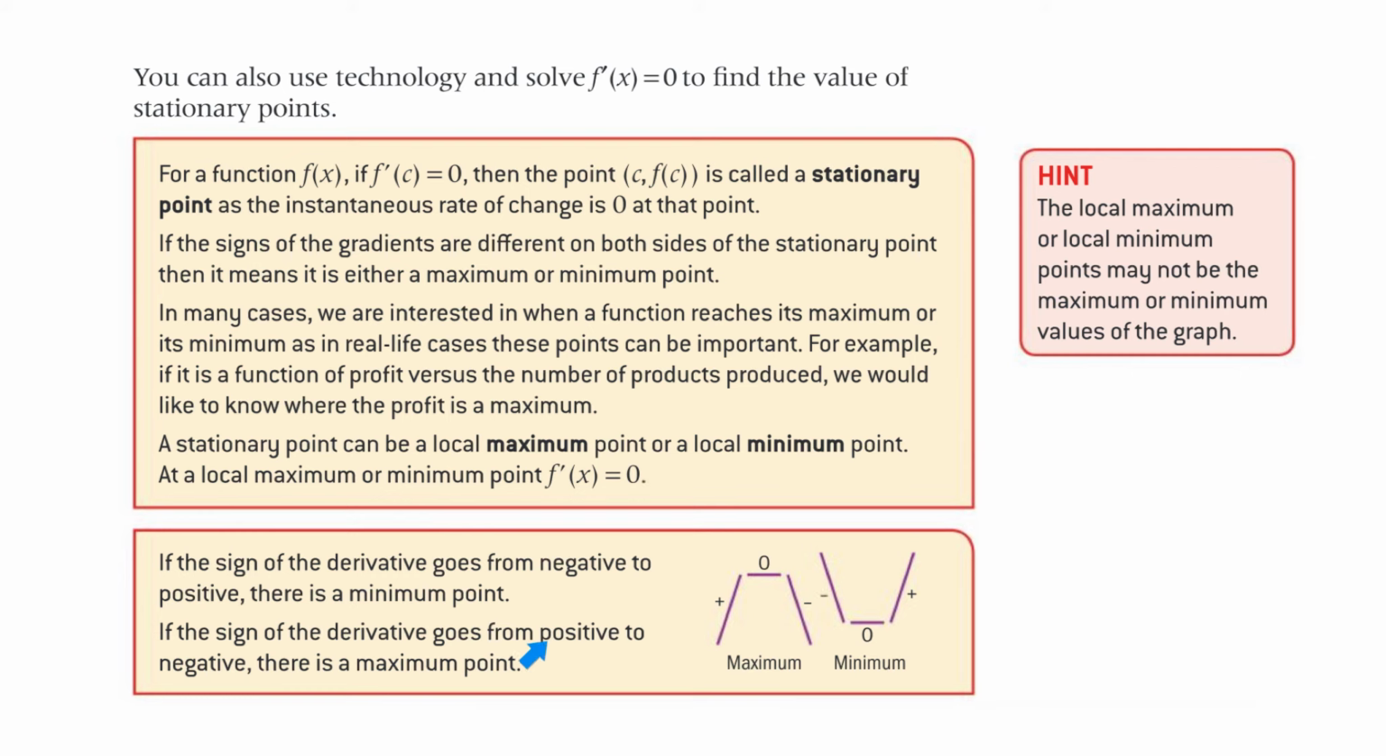If the sign of the derivative goes from positive to negative, there is a maximum point. So you can imagine an upside-down parabola here, for example. It's going to be a positive slope, and it gets to zero slope, and then the other side is going to be a negative slope, and that's what that's saying.